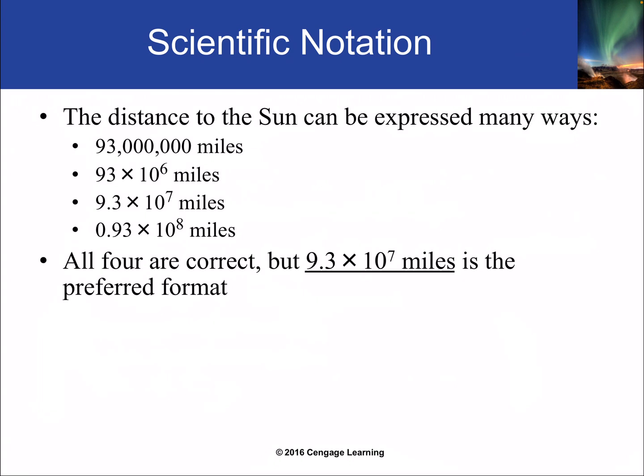So in this little example, distance to the sun can be expressed in many ways. All of these are basically the same answer, but the most correct one is this one, because that adheres to the scientific notation, power of 10 notation correctly. 93 right here is not between 1 and 10. 0.93 is not between 1 and 10. And this first one is correct, but it's a lot of zeros to write. So all of these are correct, they're just not the most correct format.